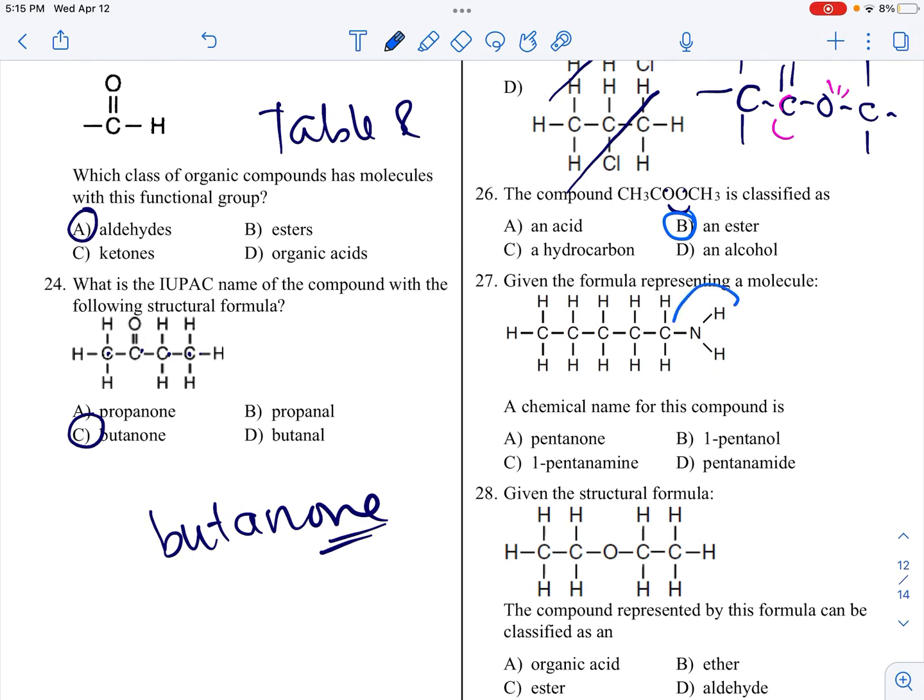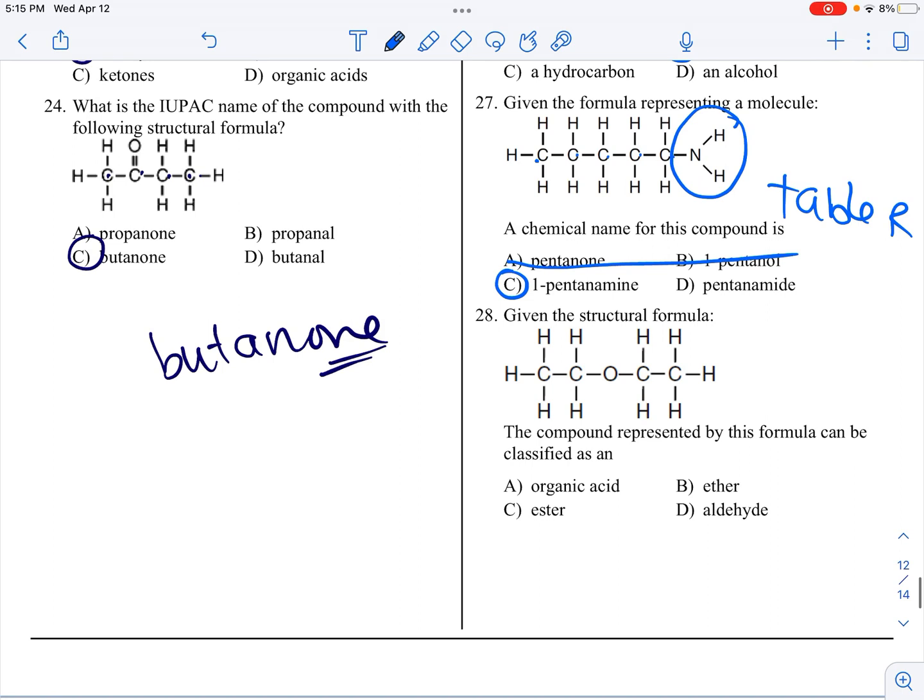What do we got here? Okay, so we have here the amine group. So we're going to say 1, 2, 3, 4, 5. So pentanamine. Well, amines are just nitrogen. And again, table R. I'm not a genius. I can just use reference table R. So what is this? So we've got a carbon group. We've got an oxygen single bonded in the center. And then we've got another carbon group. This is Ether Bunny.